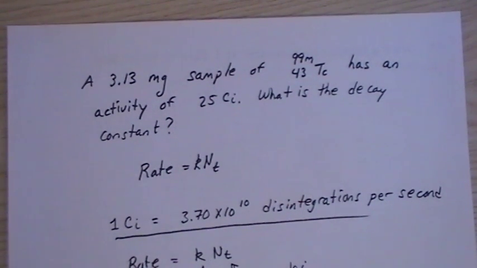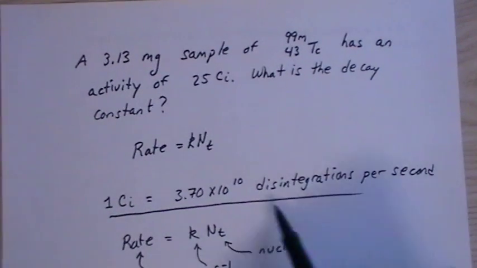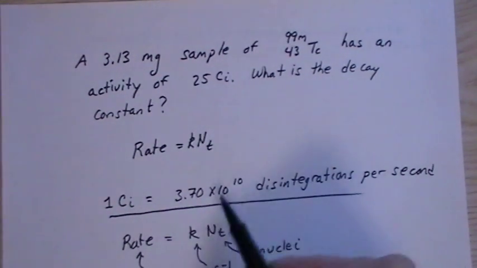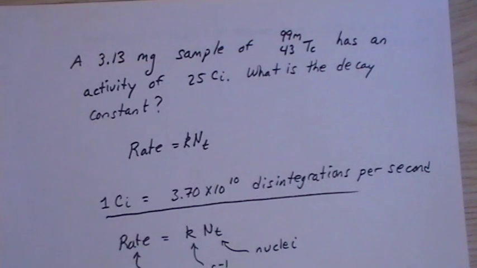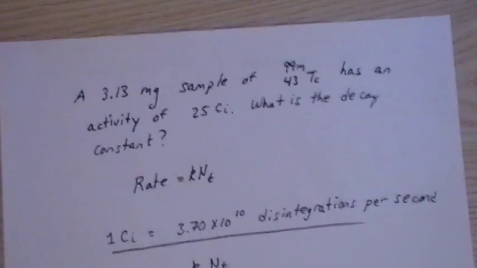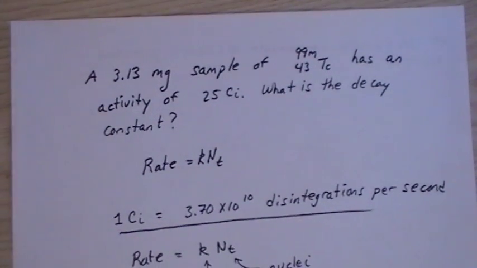But before we get started, we have to talk about the activity of a nuclear sample, and it's registered as curies. One curie is 3.7 times 10 to the 10th disintegrations per second. You can see how large this number is, so it's often easier to work in curies than to talk about how many disintegrations you have per second. So we're going to have to go back and forth between those two sets of units.